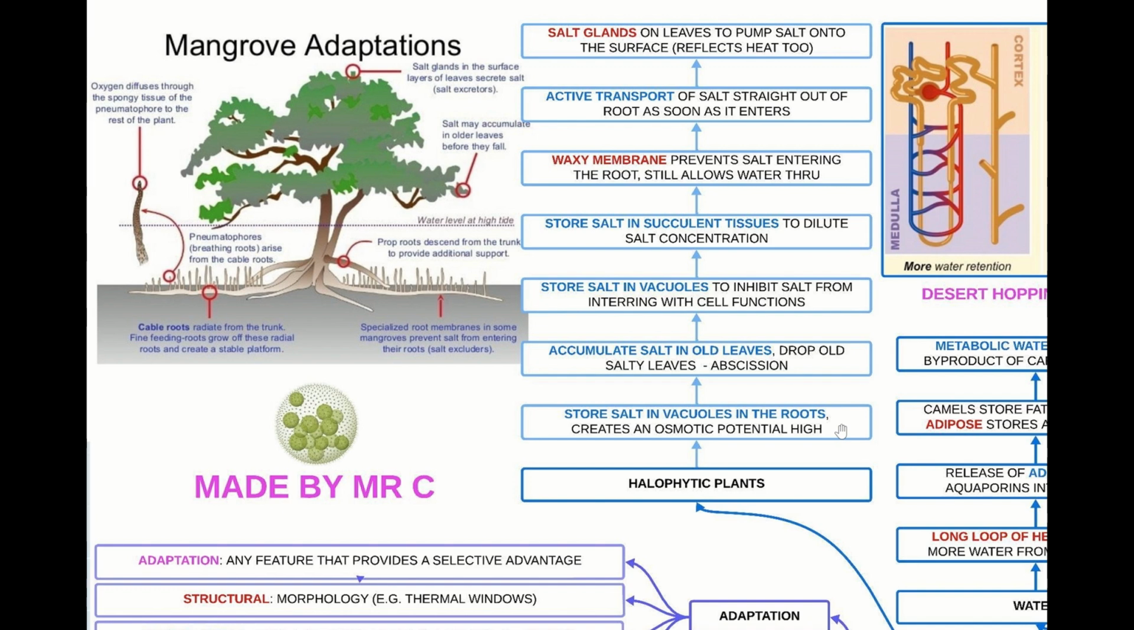They accumulate salt in old leaves that then undergo abscission, taking the salt with them. They can store salt in vacuoles to inhibit salt from interfering with cell functions. They can store salt in succulent tissues to dilute the salt concentration. They have a waxy membrane that prevents salt entering the root but still allows water in.